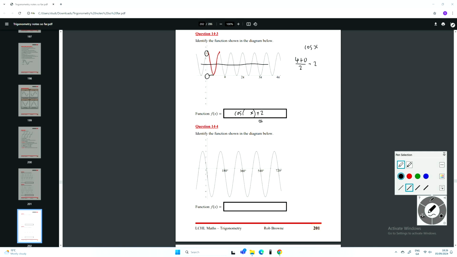Okay, what's the amplitude? Well, you can see here I'm going up from 2 to 4, and I'm going down from 2 to 0. So that means I'm going up and down by 2. So my amplitude here is 2. That's the number that goes out in front of the word sine or cosine. Okay, so it's 2 cosine something x plus 2.